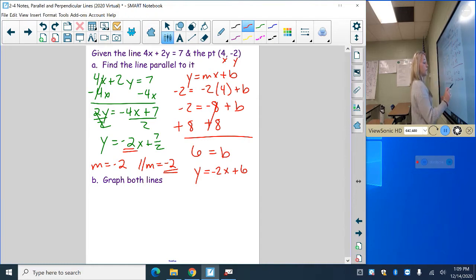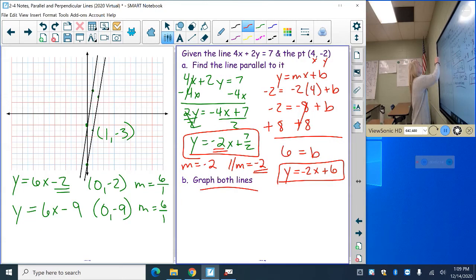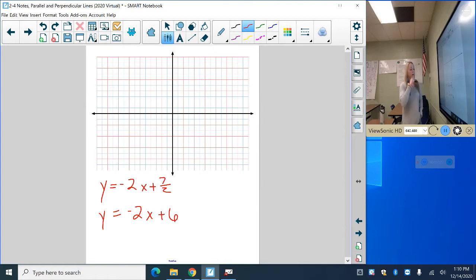There's the equations of both my lines. Here's one line and here's the second line, and since they have the same slope but different y-intercepts, they will be parallel. So let's graph both of these. I have y equals -2x plus 7 over 2, and y equals -2x plus 6. All right. So to graph the first line, I'm going to start at 0, 7 over 2, which 7 divided by 2 is just 3.5.